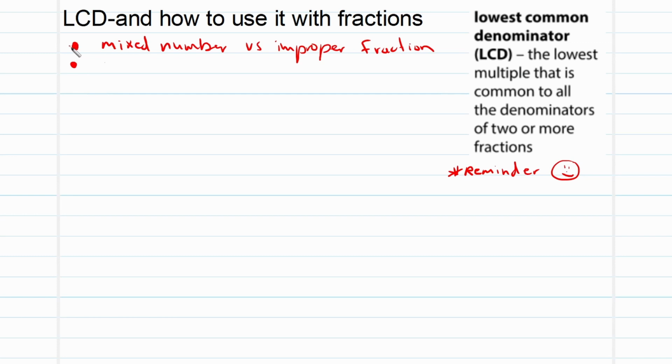So yes, how to use it. So mixed numbers versus improper fractions. From the previous video, you would notice that we actually used our lowest common denominator to transition between a mixed number and an improper fraction. Now the second part we want to look at is when we are comparing values of different fractions.